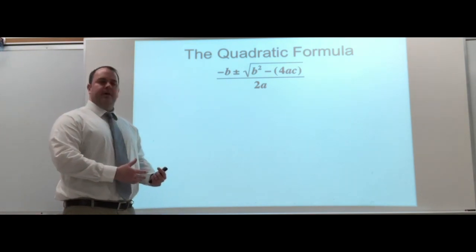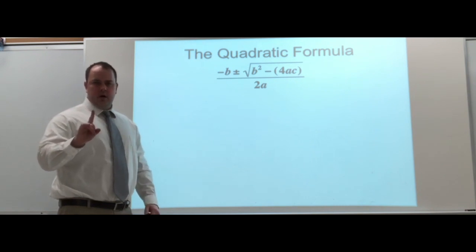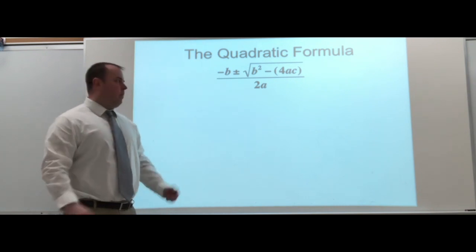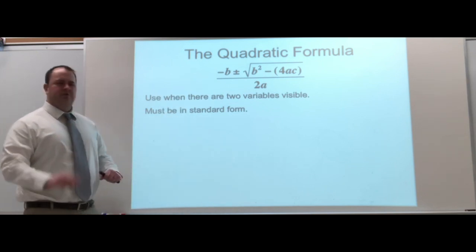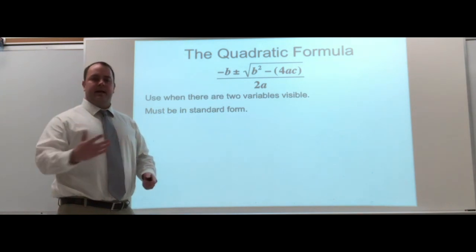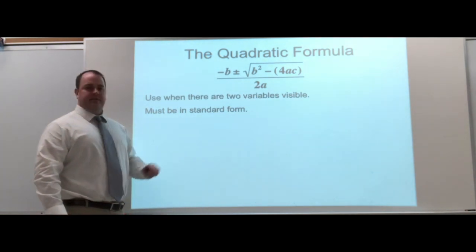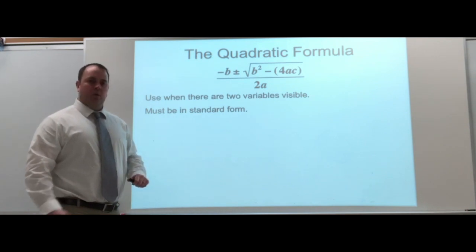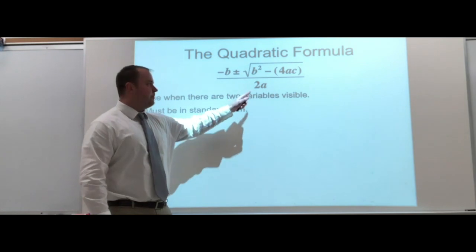Now, when we did find the square root, I told you guys to try to only use it when there's only one x. If there's one x, you can isolate that one x. Here, I'm going to tell you to use the quadratic formula when there are two variable terms, meaning you have the x squared and the x, the quadratic and the linear term. Just like the discriminant, it has to be in standard form. We're going to be picking out our a, b, and c and plugging into this formula.